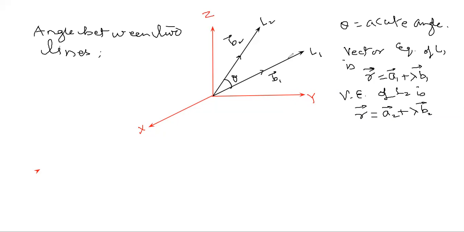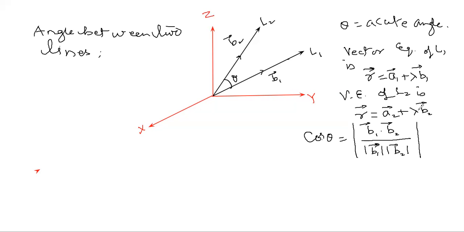We can take any point P on this line whose coordinates are x, y, and z. So then cos theta, the angle between them, will be equal to B1 dot B2, the dot product, divided by magnitude of B1 into magnitude of B2, and it will be the absolute value.